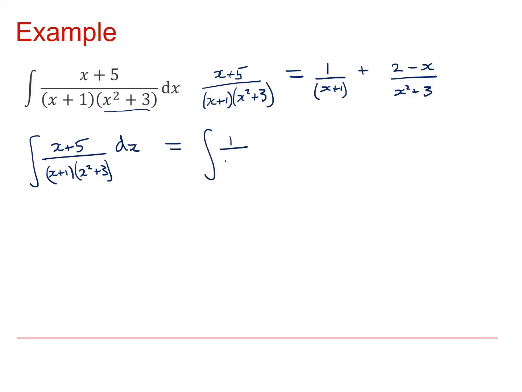There's the first bit, 1 over x plus 1. And I'm going to just play about with this a little bit. I'm going to take minus x over x squared plus 3 plus 2 over x squared plus 3. So that's just splitting the top line here, so I get 2 bits to the fraction.